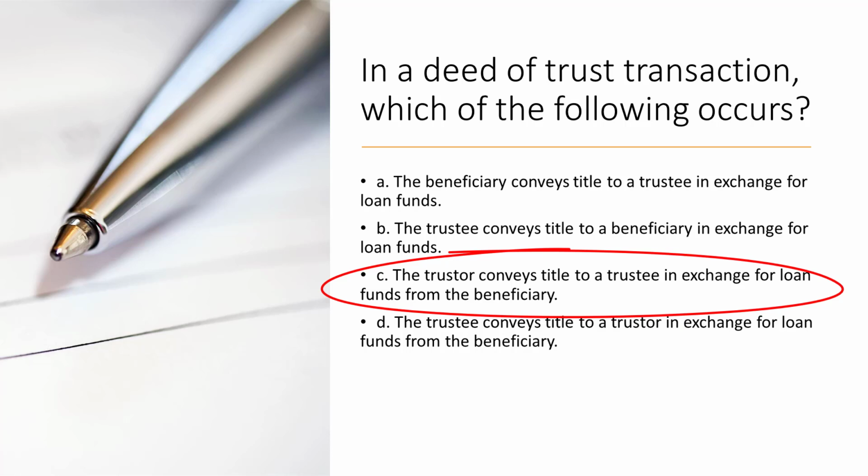A deed of trust conveys title to the property in question from the borrower, the trustor, to a trustee as security for the loan. The trustee is a third-party fiduciary to the trust. While the loan is in place, the trustee holds the title on behalf of the lender, who is the beneficiary of the trust.